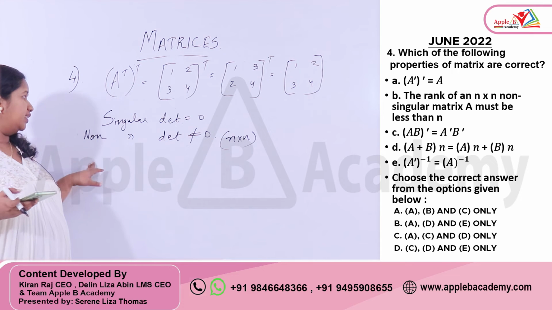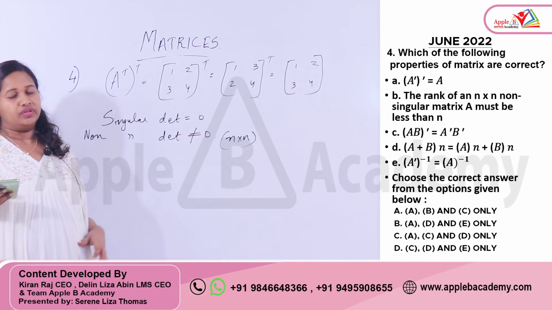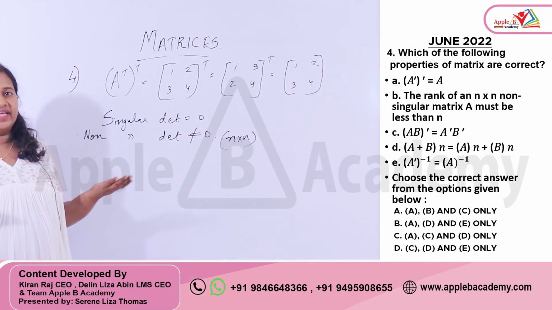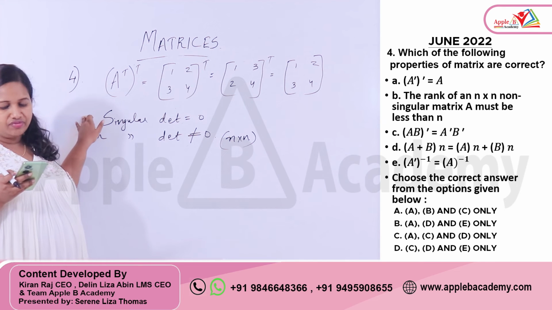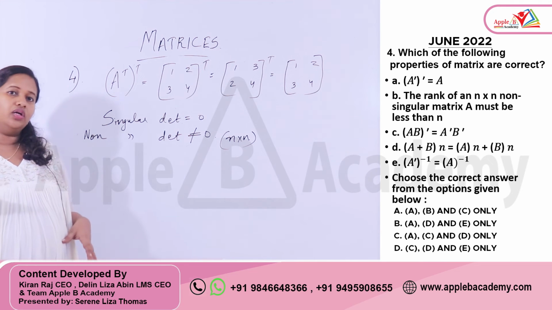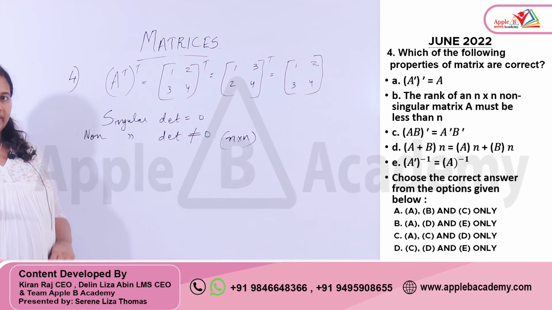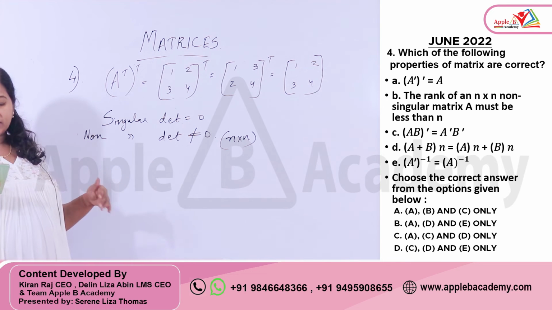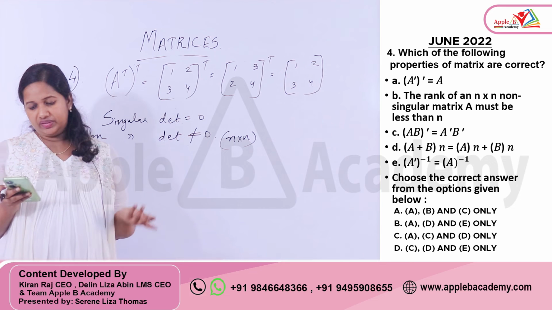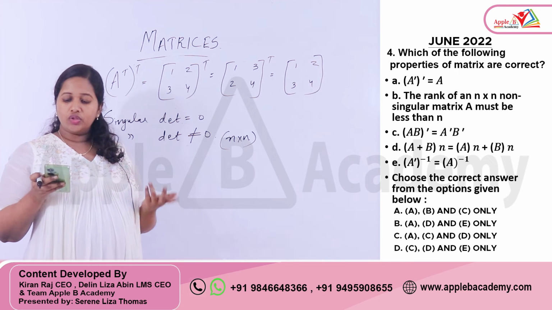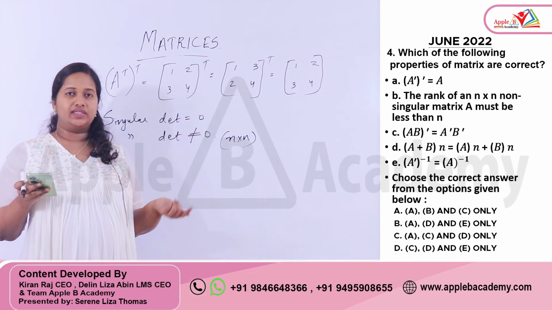But if the determinant is equal to 0, then the rank will be less than n. So, if it's a singular matrix, or if the determinant is equal to 0, then the rank will be less than n. Here the statement just the opposite is given. The rank of an n into n non-singular matrix A must be less than n.